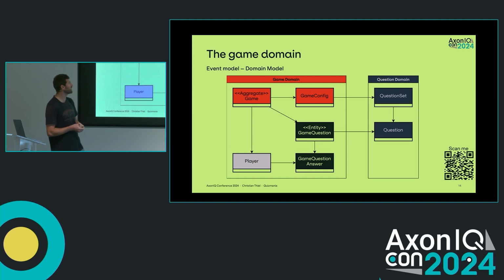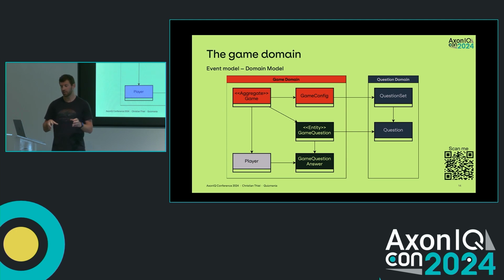This results in sort of a domain model where I have a game domain and a question domain. My game domain consists of my game aggregate. The aggregate is the root of my whole game. It consists of a game config I've configured before. The game config always points to a question set. The question set is then the boundary of all the questions I will be asking inside of this game.